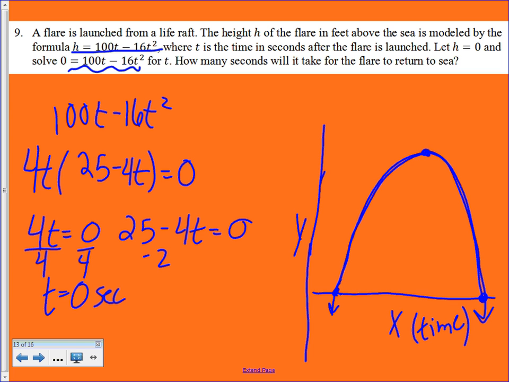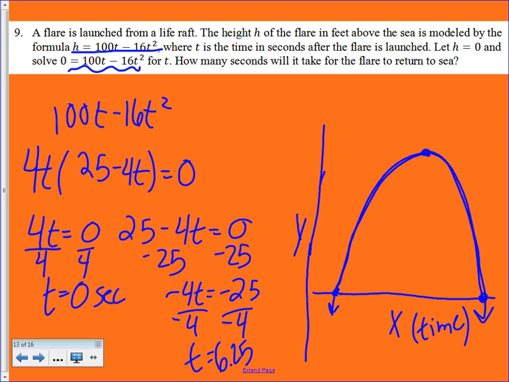Next, we're going to solve this one for t. So I'm going to subtract 25 from both sides. I get negative 4t is equal to negative 25. Divide both sides by negative 4, and that's actually going to come out as a decimal. Since we're dealing with time, feel free to write the decimal instead of the fraction. So this is 6.25 seconds. So this right here was at 0 seconds. This right here is at 6.25 seconds.